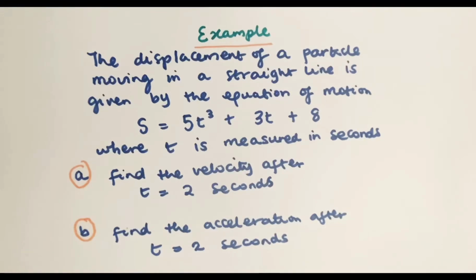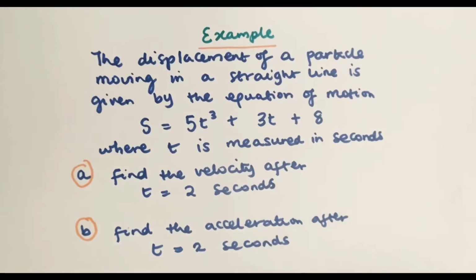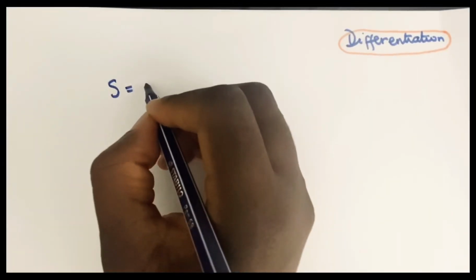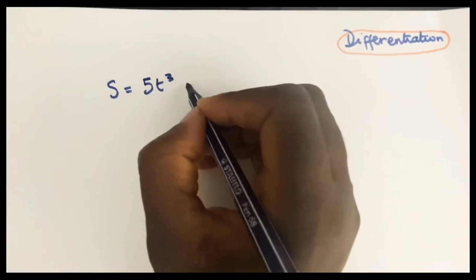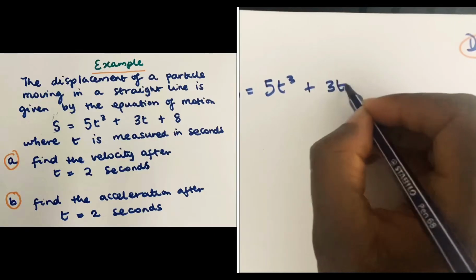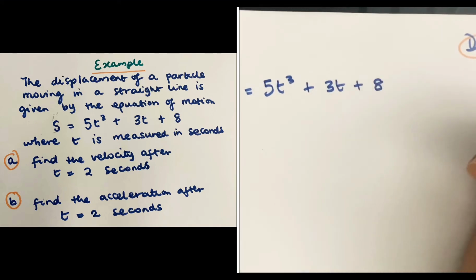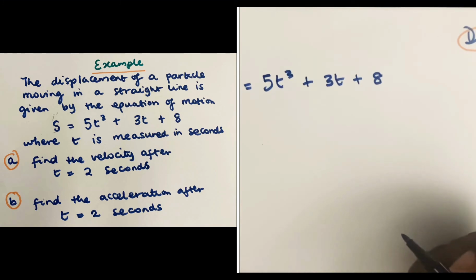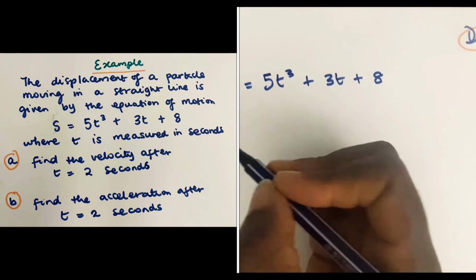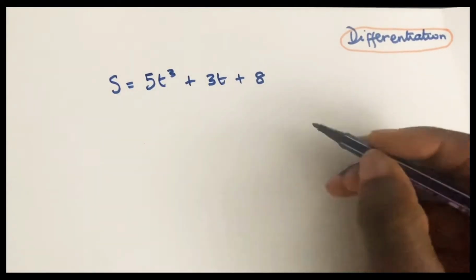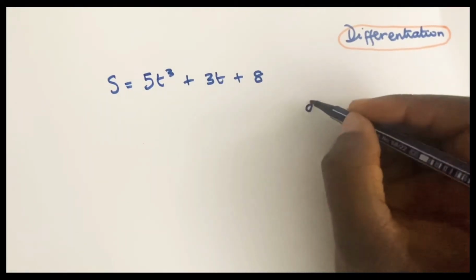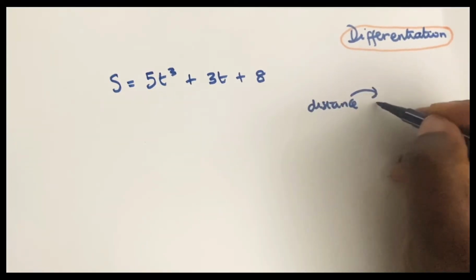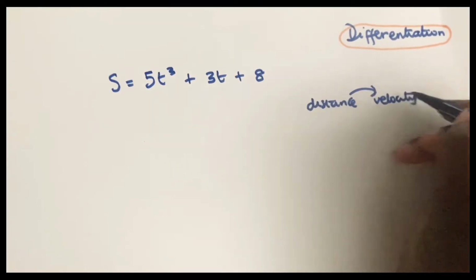So we're going to go back to our charts to help us. So we have the equation S is equal to 5t cubed plus 3t plus 8, yeah? And we're being asked to find the velocity after 2 seconds. So the first thing that we want to do is differentiate. Remember our charts: if you've been given the displacement or the distance, you can use that to find the velocity by differentiating.